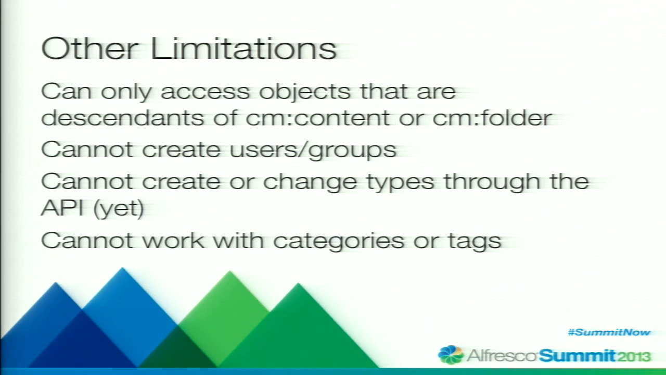The last thing is categories and tags. We have no support for that through CMIS. Alfresco has categorization, it has native tagging capability, and that's not accessible. That's another common thing that I see people asking for: how do I get the categories for this node? I'm using CMIS. You have to write a web script right now. That's the answer.